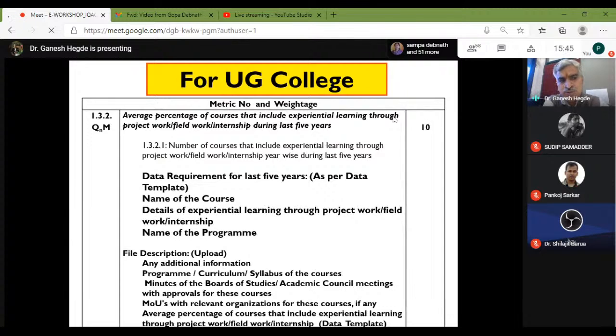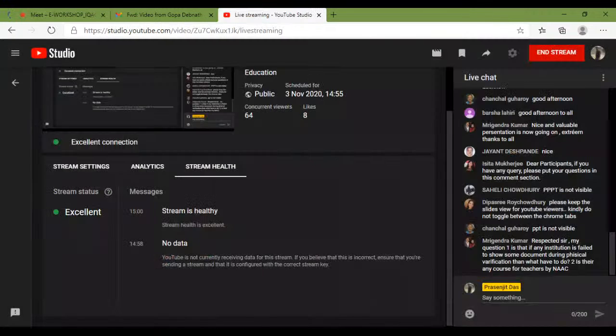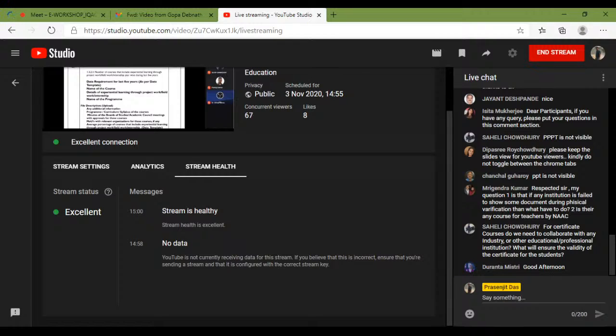Now 1.3.2 talks about the average percentage of courses that include experiential learning through project work, field work, and internship. As I suggested to you earlier, some of the activities you can take up. Now how will it be validated? You have to give the names of the courses, whether it's history, political science, economics, biochemistry, biology, or industrial psychology. So which are the programs which you are running?